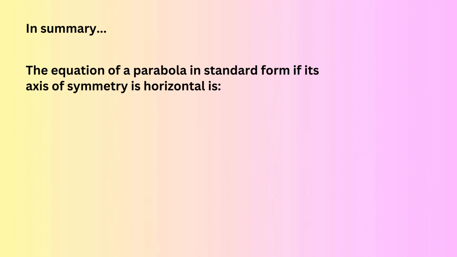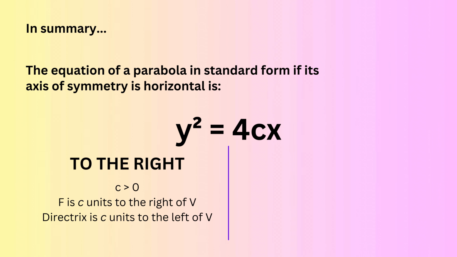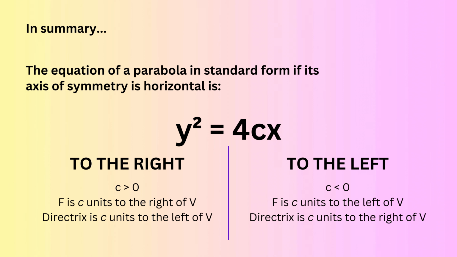Meanwhile, the equation of a parabola in standard form, if its axis of symmetry is horizontal, is y squared equals 4cx. If it opens to the right, then c, our focal length, is positive. The focus is c units to the right of the vertex, and the directrix is c units to the left of the vertex. On the other hand, if the parabola opens to the left, then c is negative.